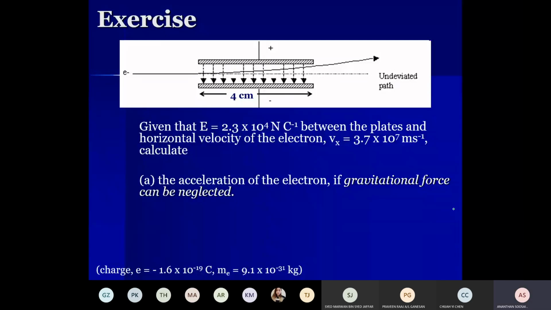1 minute for you. Okay, this is important. You must give a try. This is the difficult one. Calculate the acceleration of the electron. What formula comes to your mind? Find the acceleration of the electron.